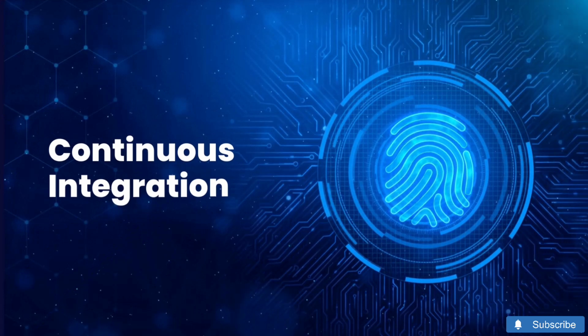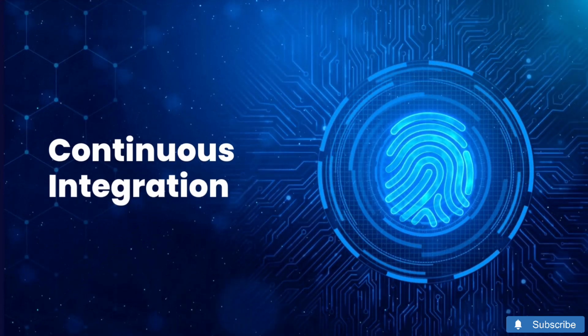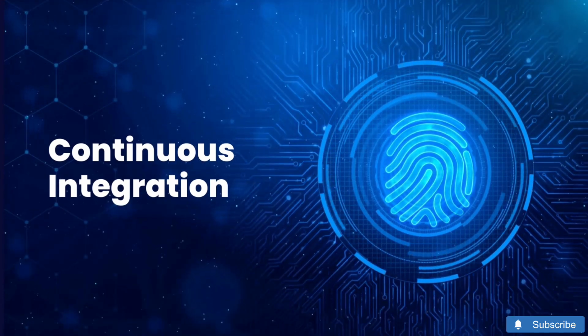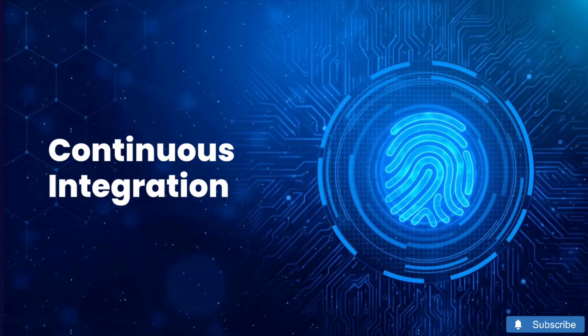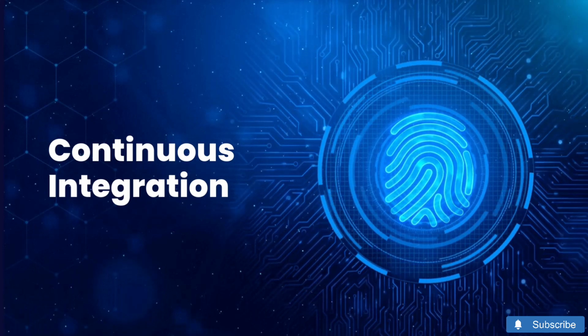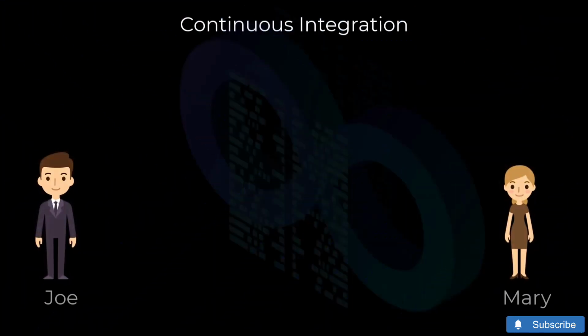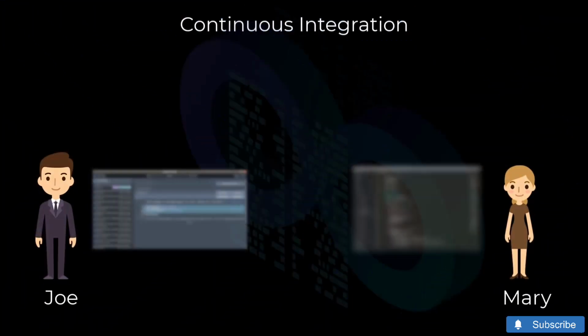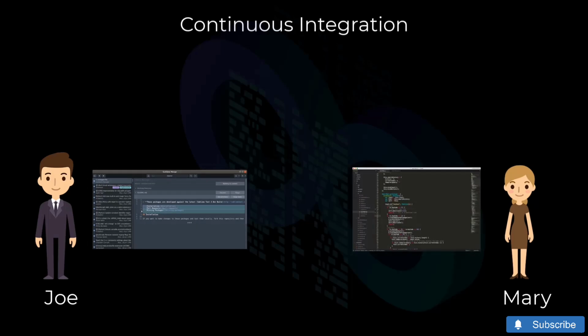Continuous integration, or CI for short, is a widely misunderstood term. Let's go back in time and understand how developers used to work. So let's say we have two developers, Joe and Mary, and they are writing their own code. Their job is to write code for the customers, and they probably are in two different geographical regions.